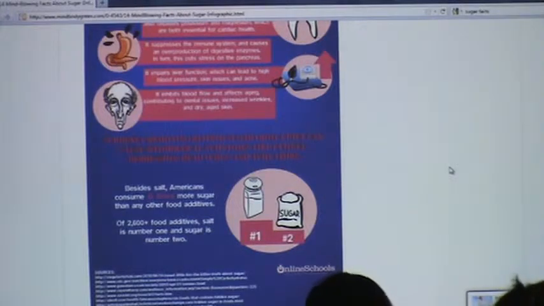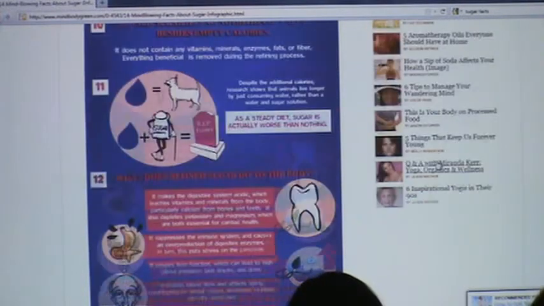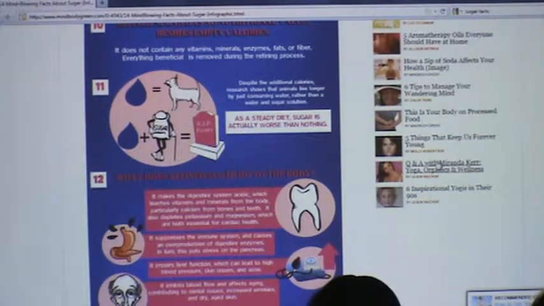Water's the best bet. There's a really good chart on this slide. On number 11, it says, despite the additional calories, research shows that animals live longer by just consuming water rather than water in sugar solution. As a steady diet, sugar is actually worse than nothing. So you've got to think back, in the day when sugar cane might have been used to cook with, life was very different. They didn't drive as much. They worked hard. The whole lifestyle was different in the past.